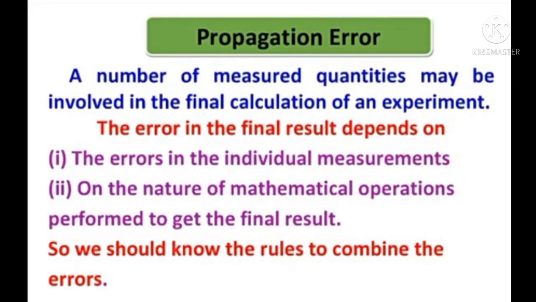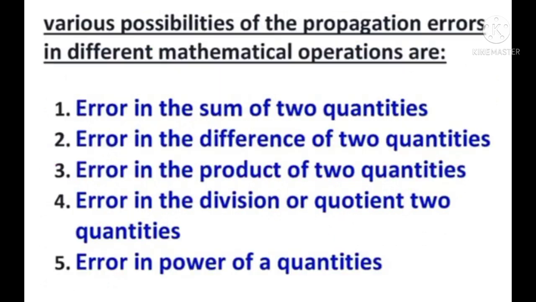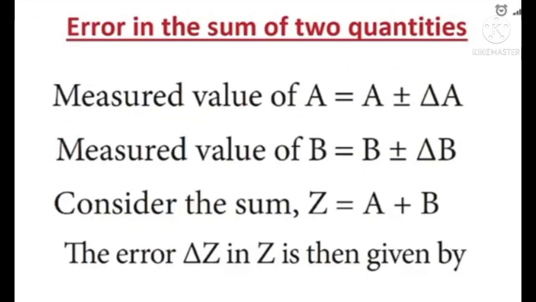Next one is propagation of error. A number of measured quantities may be involved in the final calculation of an experiment. The error in the final result depends on errors in the individual measurements, and on the nature of mathematical operations performed to get the final result. In this propagation of errors, we have 5 types. The first one is error in the sum of 2 quantities.